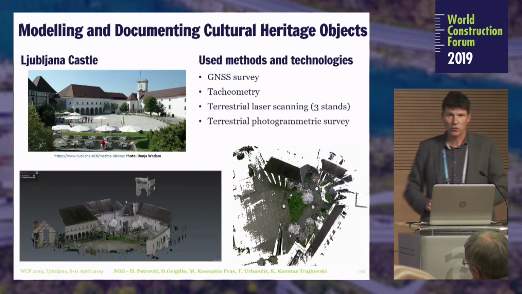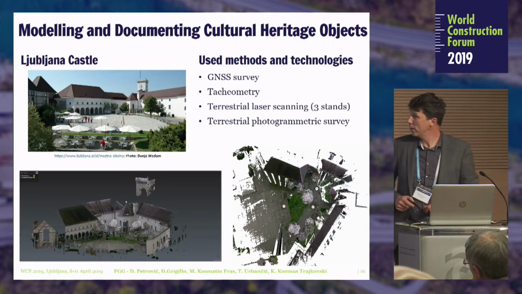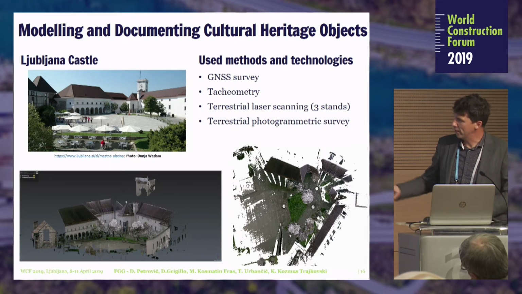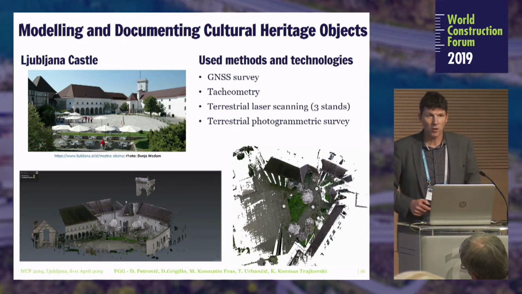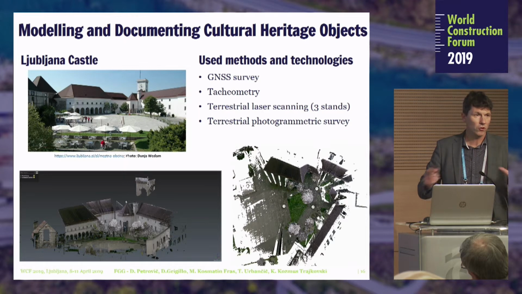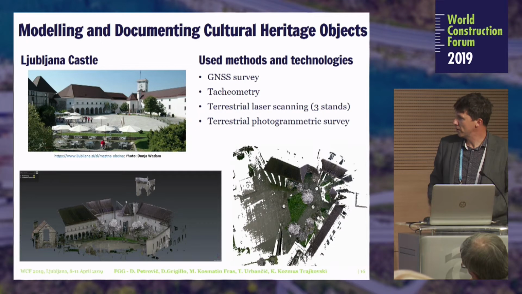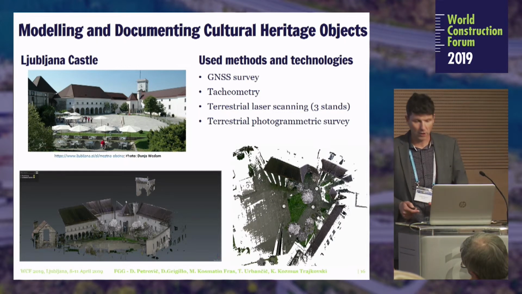And finally, let's move to the last, the fourth case. Here is the Ljubljana castle. We heard about Ljubljana castle already at the introduction today. So Ljubljana castle is a larger one. It's pretty complex, but here, instead of photography, we used terrestrial laser scanning, which can be done from 3 different stands. Previously, all these stands were measured and positioned using geodetic surveying technologies.